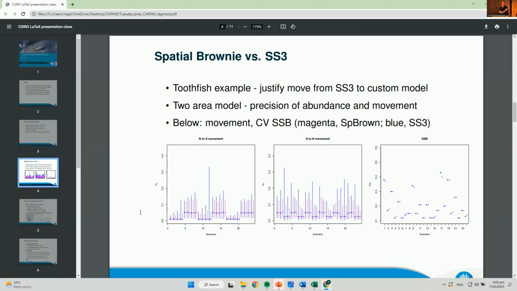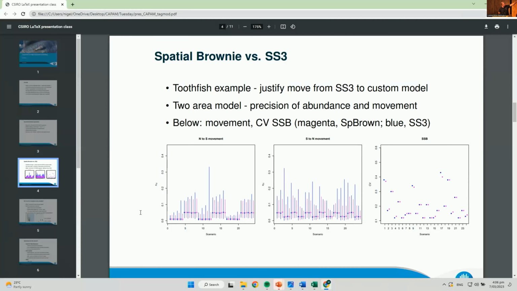So this is a really simple 2-area model. You've just got a 2-box model. In the magenta, if it shows up that way, are the area 1 to 2 movement estimates for a bunch of different scenarios, the area 2 to area 1 estimates for a bunch of different scenarios, and the CV and the SSB. So the story being, really, if you're going to compare it to SS3, which models total recaptures and the spatial distribution of the recaptures, it sort of splits them in two.